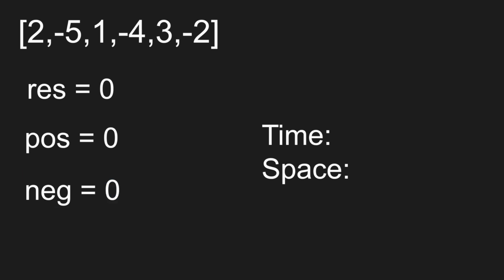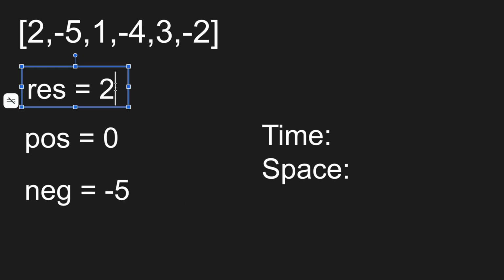So let's go through this example. First we'll look at 2. We will add 2 to positive and negative, but set negative back to 0 since it's a positive number. And the result, the largest we have right now, is 2. Now we look at -5. If we add this to positive, it will become -3, and we set it back to 0. Now negative would be -5.